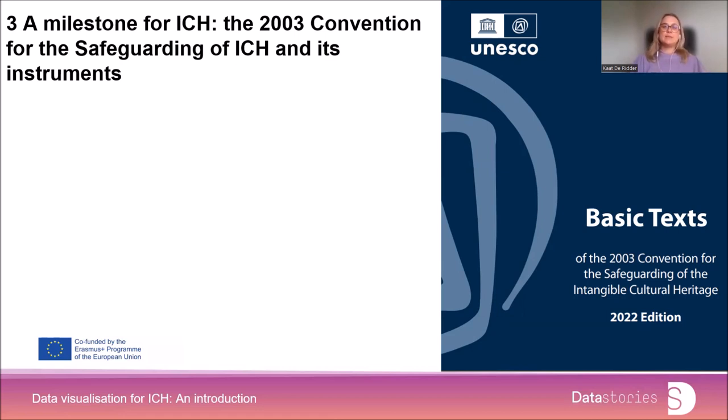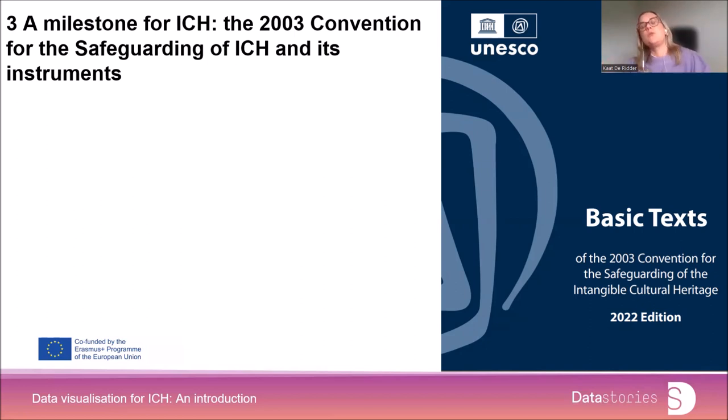Now, back in 1972 already, there was a game-changing convention concerning the protection of the world's cultural and natural heritage, thus creating the World Heritage Sites. Now, this convention was the world's first blueprint when it comes to the conservation of sites that are considered to be of outstanding universal value. However, that 1972 convention mainly focused on tangible aspects of heritage.